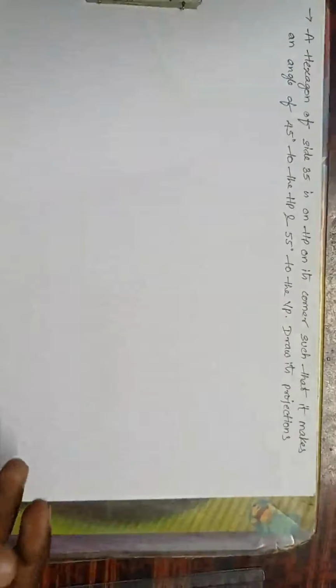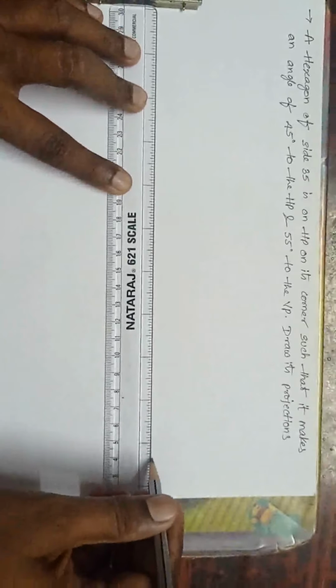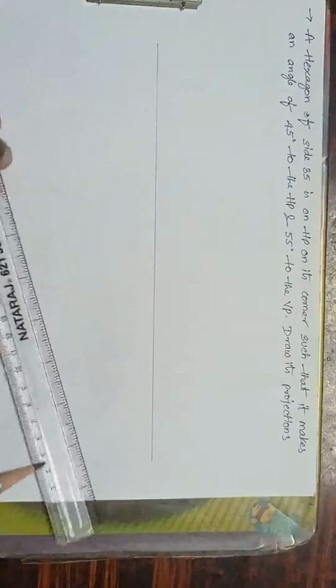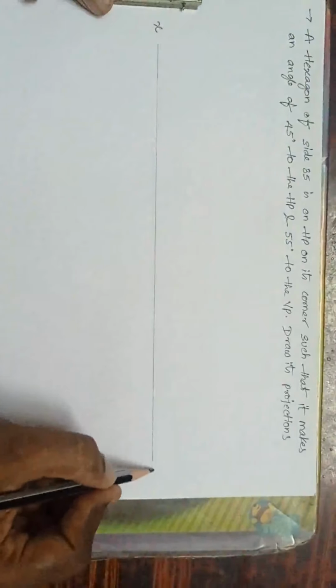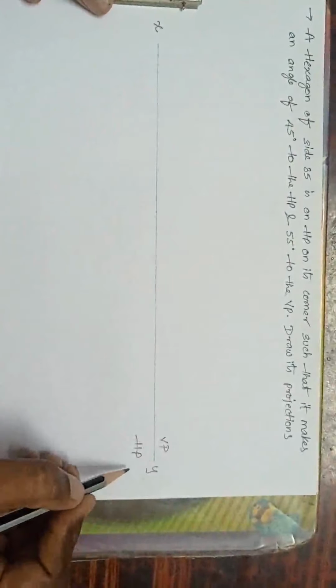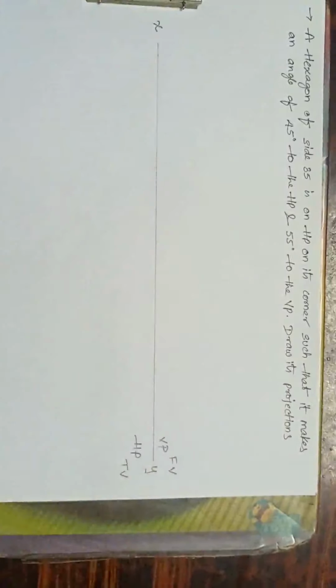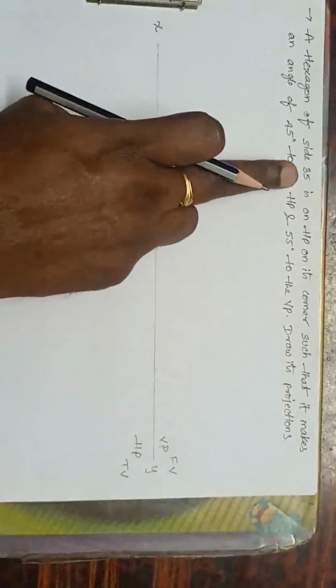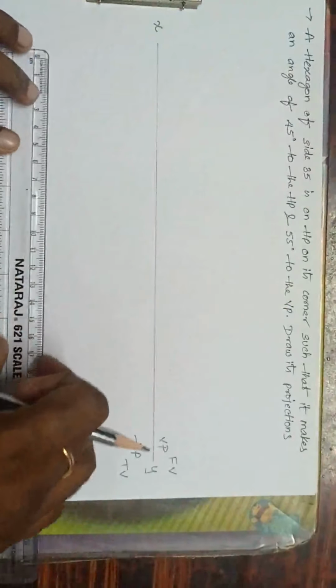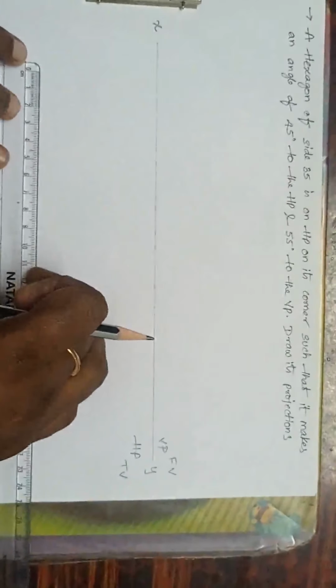So let us come to the question. First, draw the reference line, which is XY. HP, VP. HP is always the top view, VP is always the front view. Now I have to draw the hexagon first. He's asking about the corner. So for the corner, I should draw the horizontal line first at a certain gap. Now, side how much? 35.